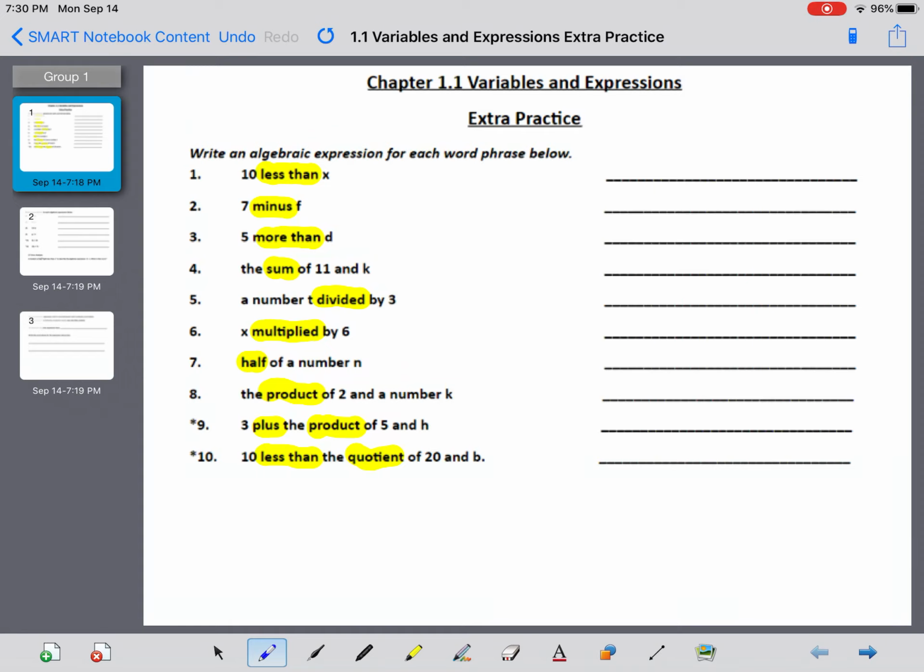I'm going to do every other question 1 through 10. The remaining ones you should work on your own, as well as the rest of the questions in this packet or on this worksheet. If you take a look at number 1, 10 less than x, that means we started with x and we are taking away or subtracting 10 from it.